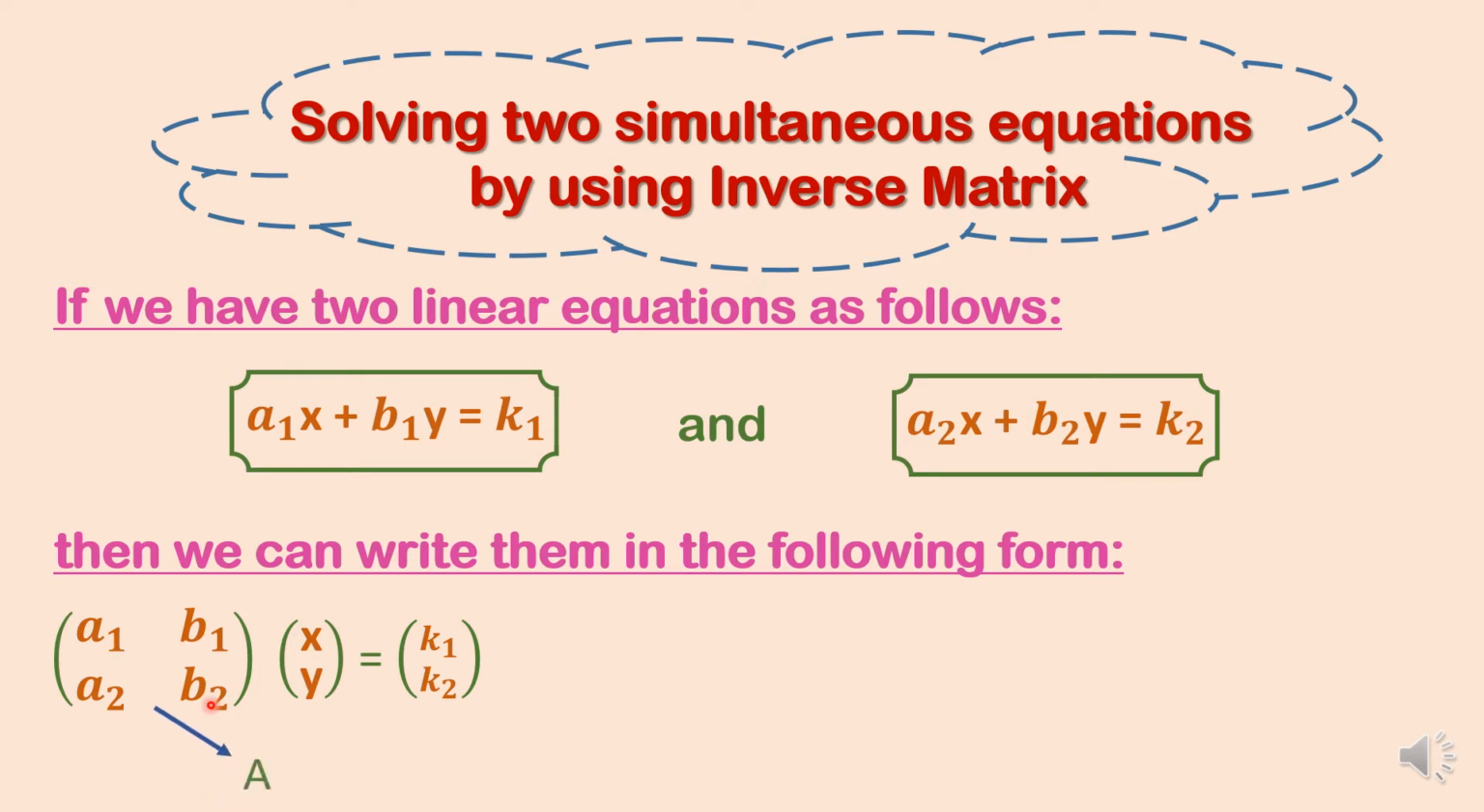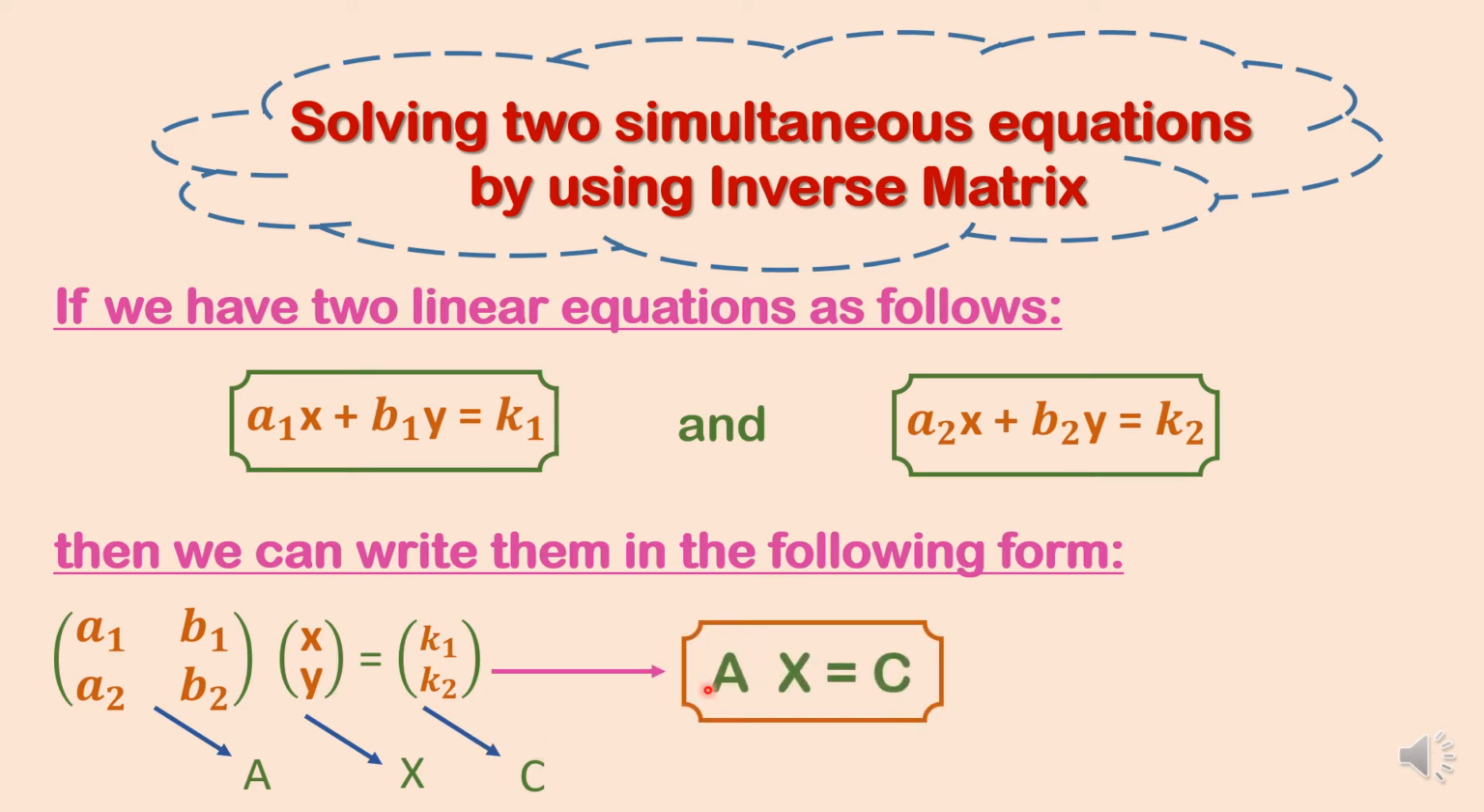Then we will name the first matrix A, the second matrix X, and the third matrix C. Then AX equals C, meaning A times X equals C. As we see here, A times X equals C.